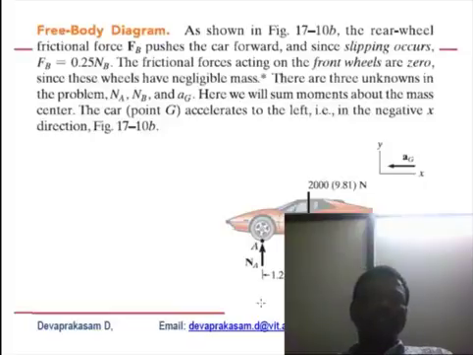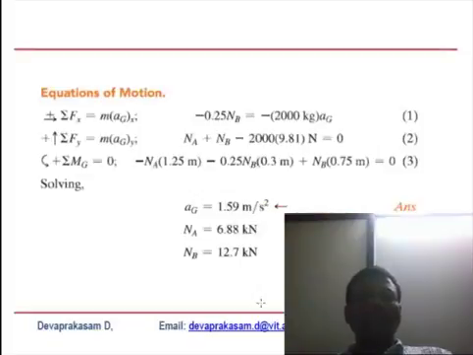So you have to take the moment at either G or any one of these points A or B to solve this. Let us put into practice what Fx is, mass times the acceleration, and what Fy is, mass times the acceleration in the y direction. So if you substitute, 0.25 NB is equal to, that is the friction force in the x direction, equal to 2000 into AG. Similarly, Fy is equal to, substituting, NA plus NB minus 2000. So you know NA and NB in terms of 2000 into AG.